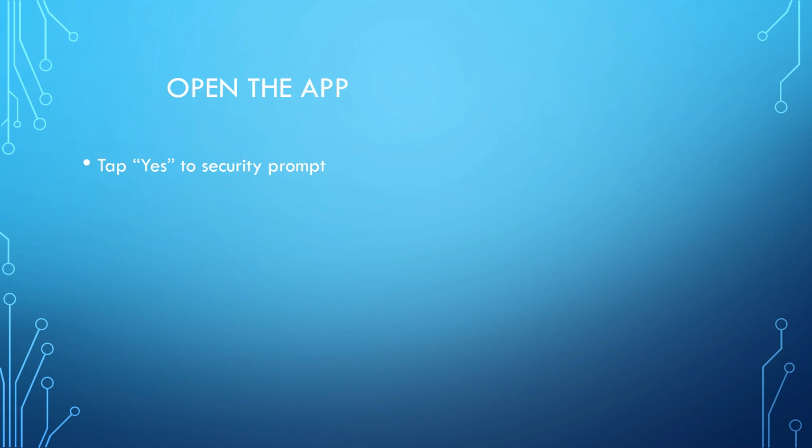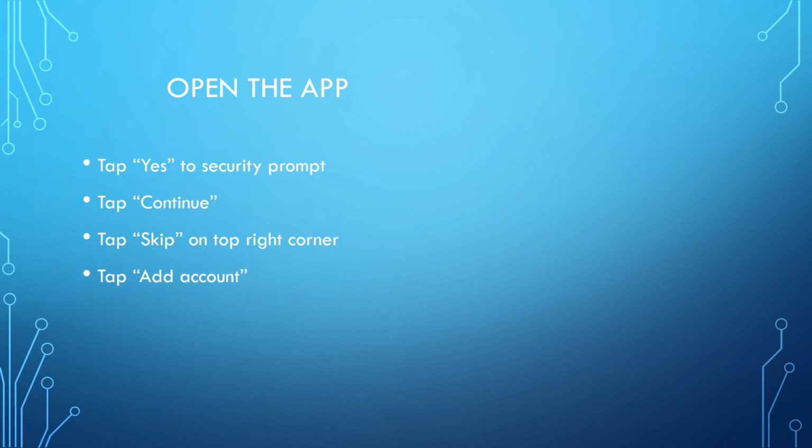On your phone, you're going to open the app and tap yes to any security prompt. Tap continue, and then in the top right corner you're going to see skip, which you can tap on, unless you want to sign into your Microsoft account to store all your passwords and other Microsoft information. Then you're able to tap add account and start the procedure.